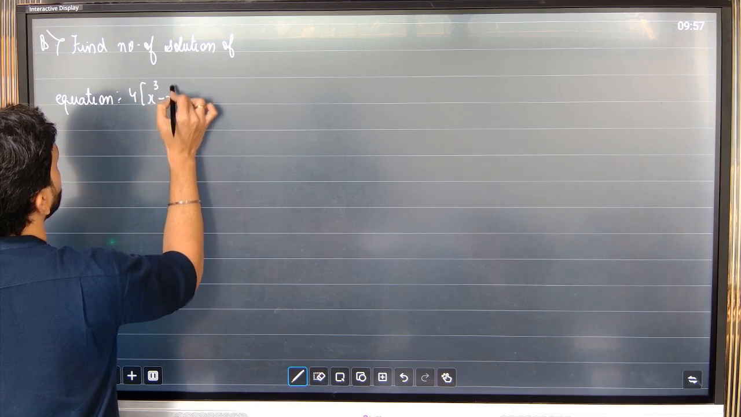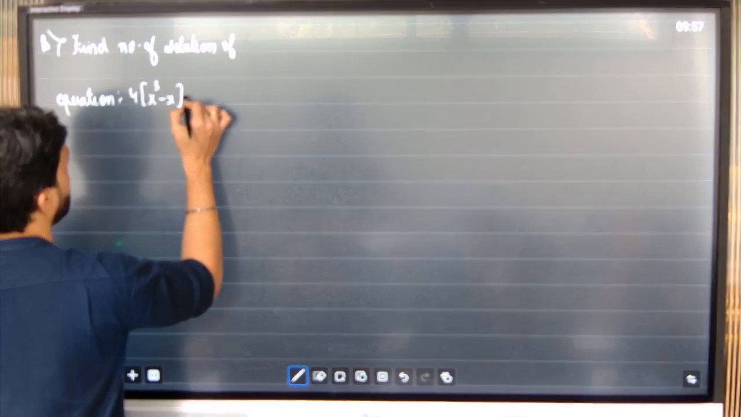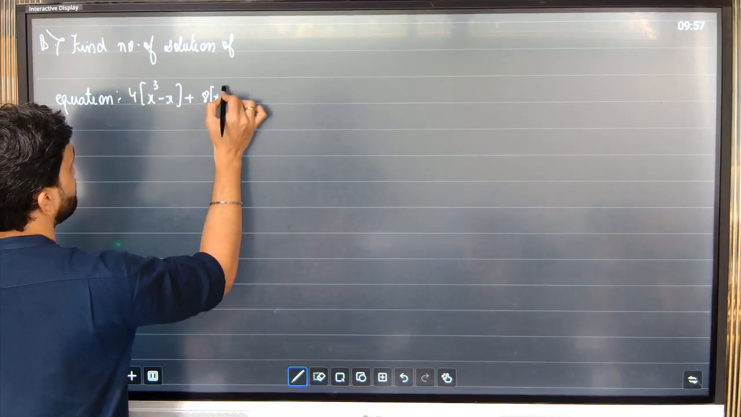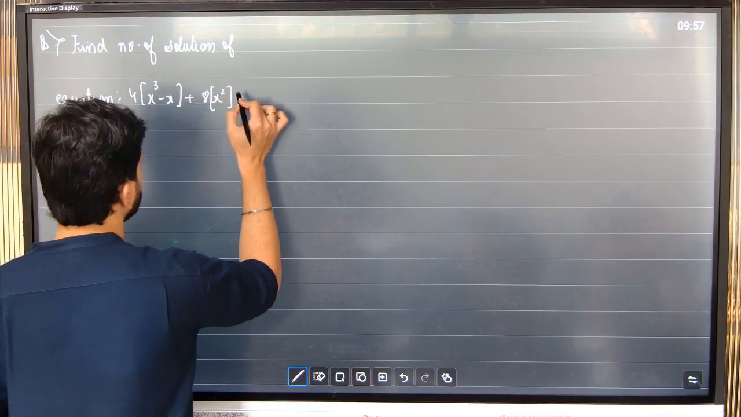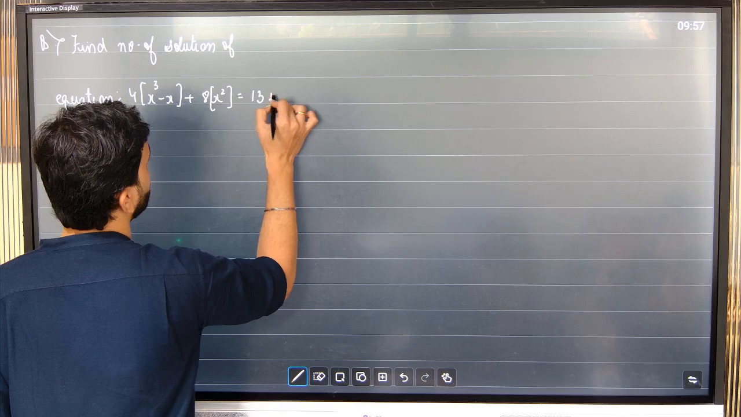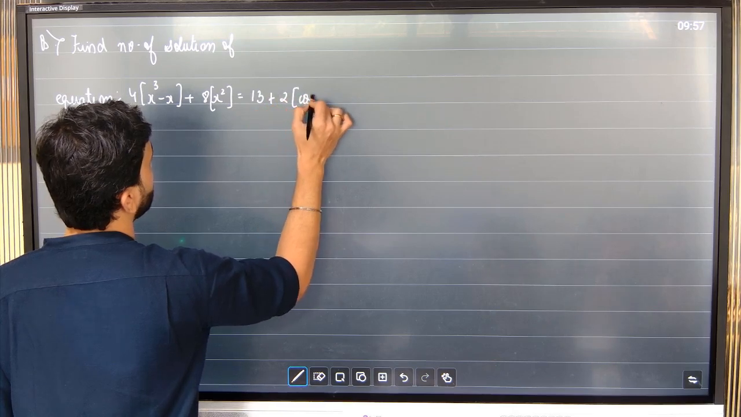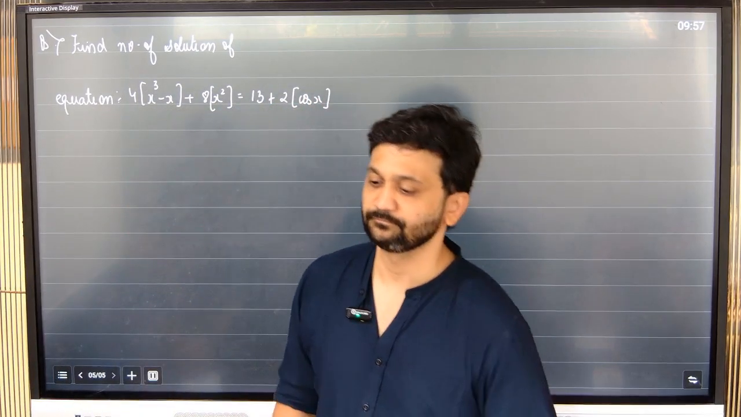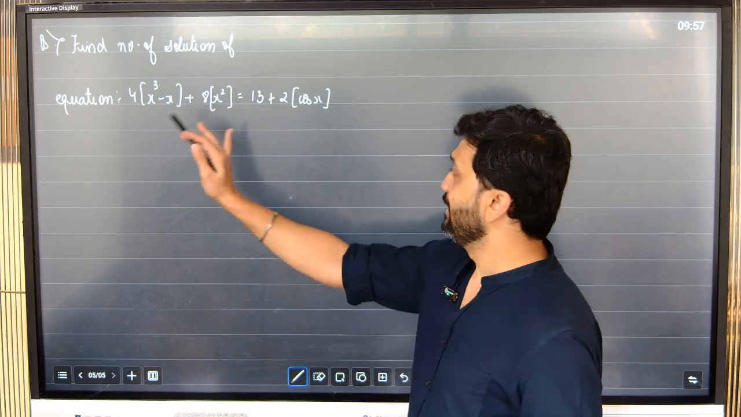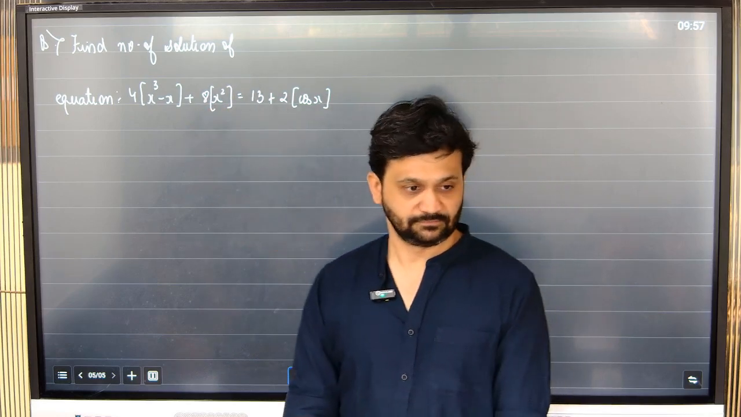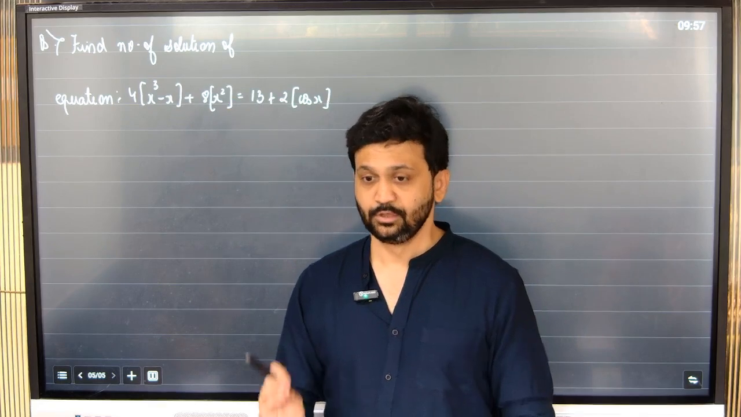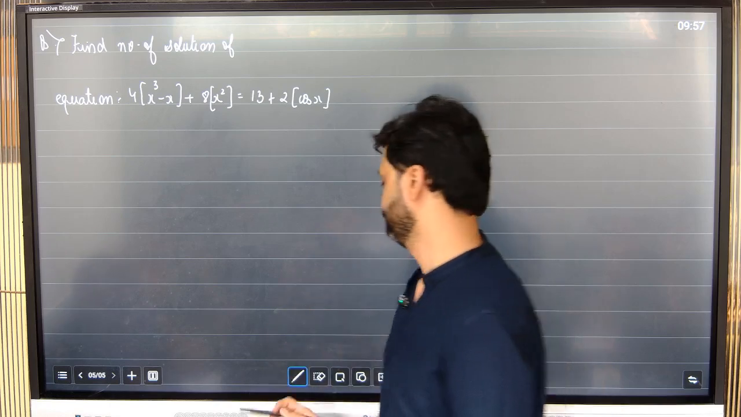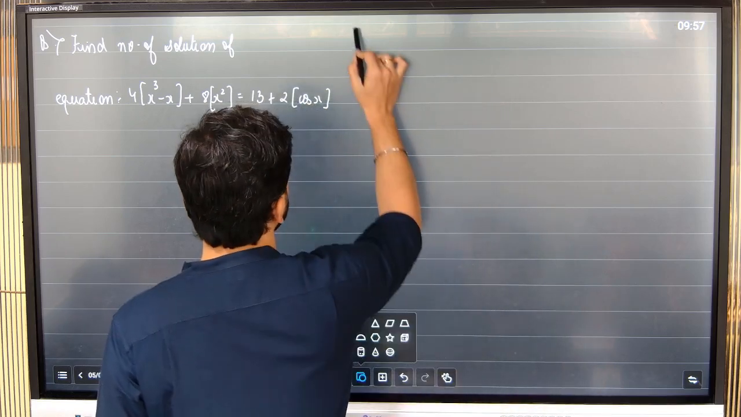greatest integer function of x cube minus x plus 8 greatest integer function of x square is equal to 13 plus 2 greatest integer function of cos x. LHS is equal to RHS. Given. You have to find out the number of solutions. Basically, how many values of x will I get? Let's discuss this question, guys.